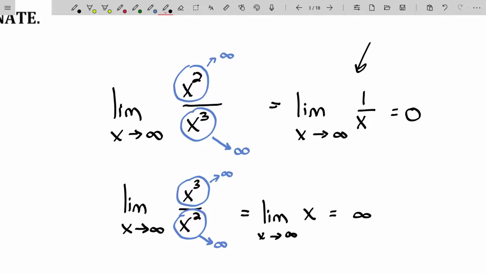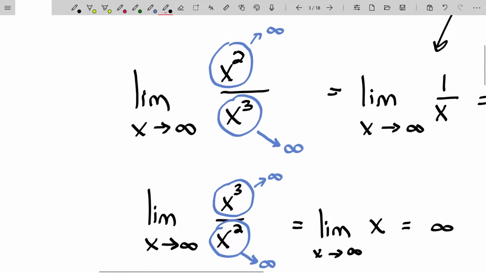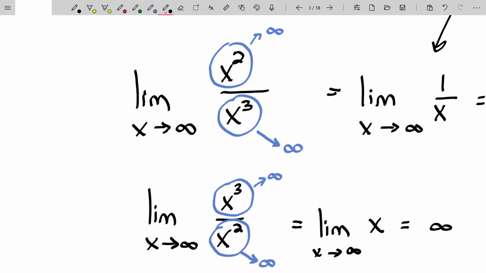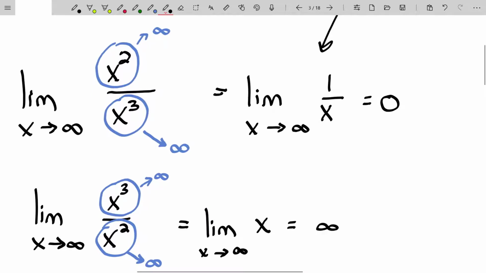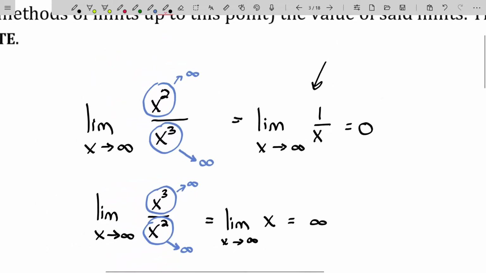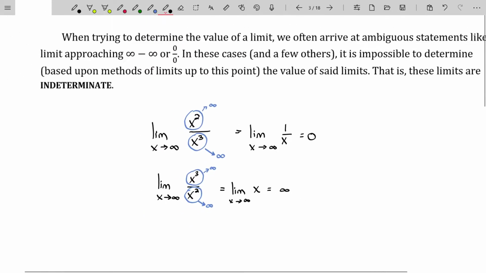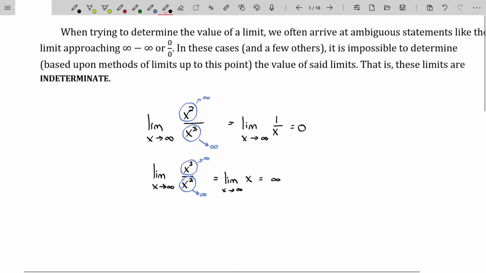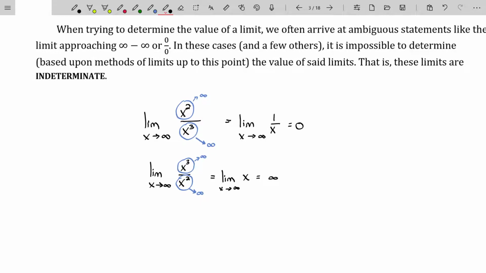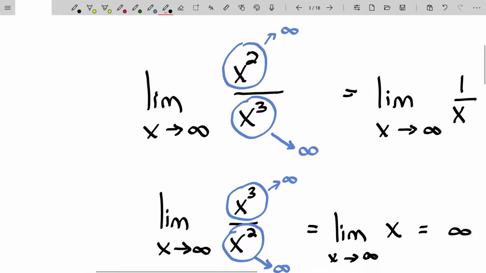And so here are two of the same styles of indeterminate forms, infinity over infinity, yet they lead to two completely different values, 0 and infinity. All right. In these cases, it is impossible to determine, based upon methods of limits up to this point, other than algebra, I should say, the value of these said limits. That is, these limits would be considered indeterminate. Again, you can actually find their values in these two cases just by doing a little bit of algebra. So we could actually find these values.